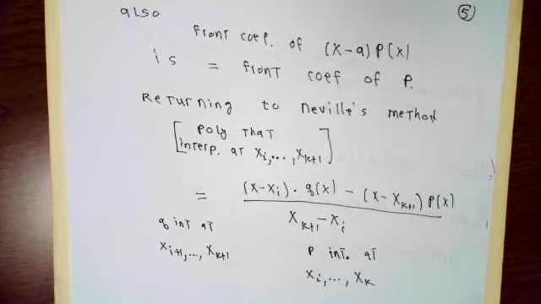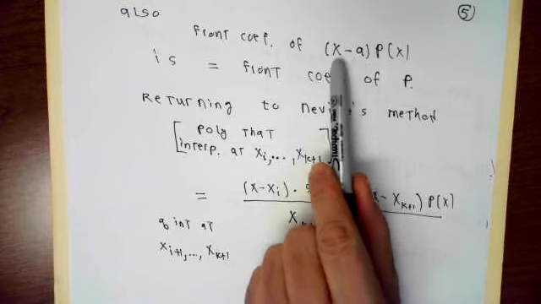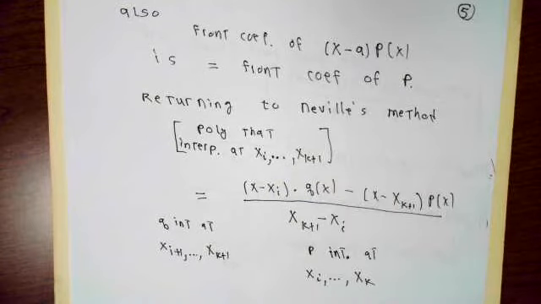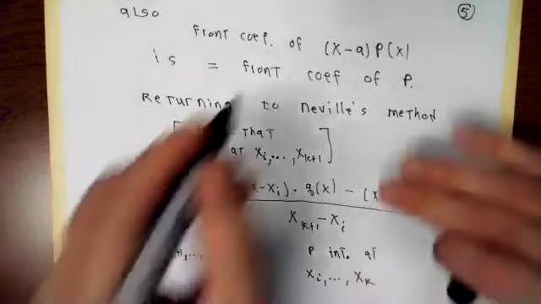On the other hand, if you look at a polynomial P of x, it has some front coefficient. If you multiply that by a polynomial of type x minus a constant, then the front coefficient of the result is the same as the front coefficient of P. The reason for that's very clear.